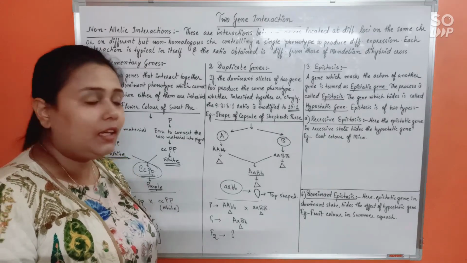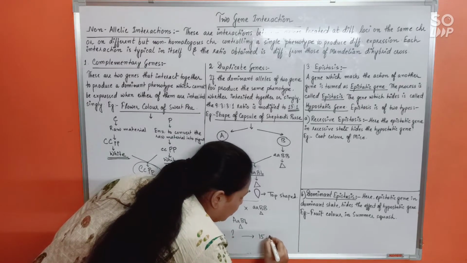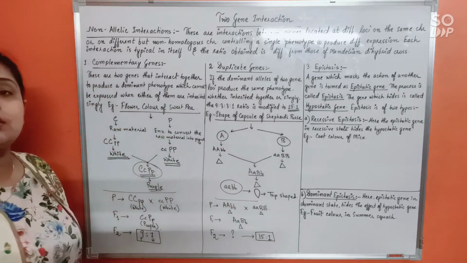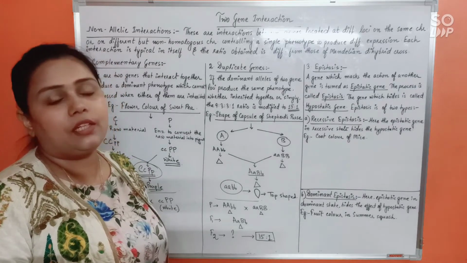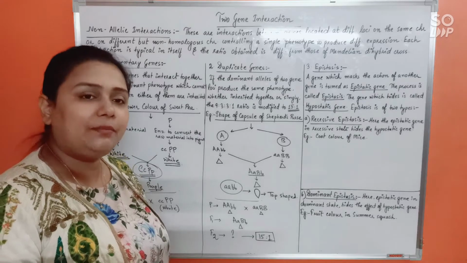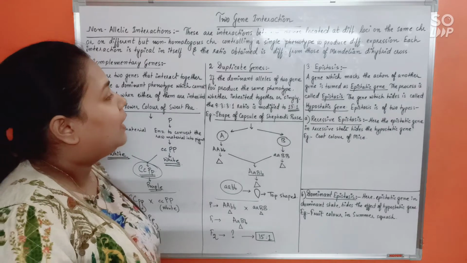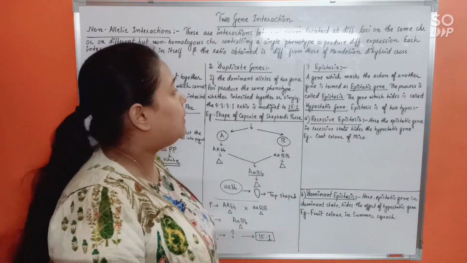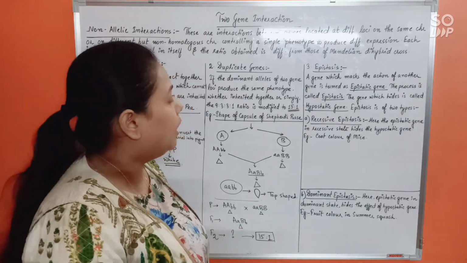Fine. The ratio of course would be 15:1. So for duplicate genes, the phenotypic ratio does not obey the 9:3:3:1 ratio of Mendel, rather it is 15:1. Clear? Fine. Are you finding it interesting or not? Now moving on to another very, very important two-gene interaction, that is epistasis, and it's very important for your exam as well.